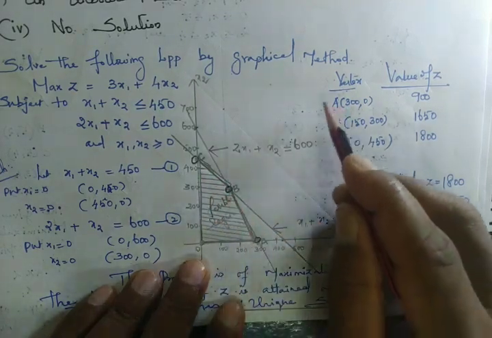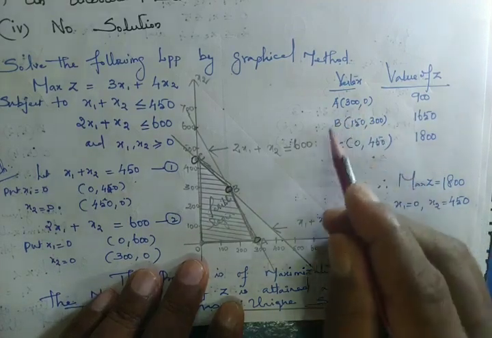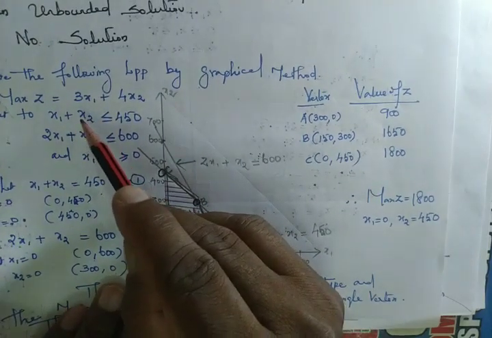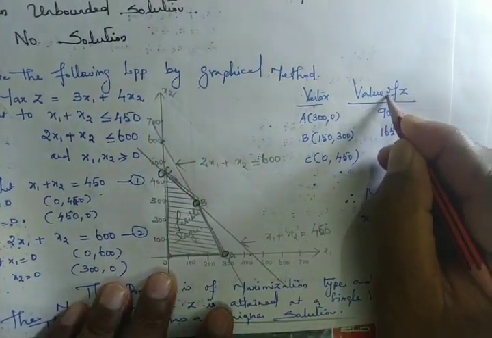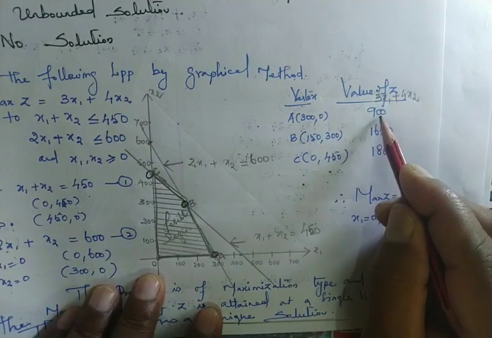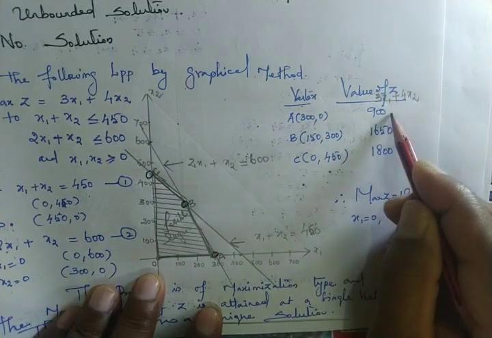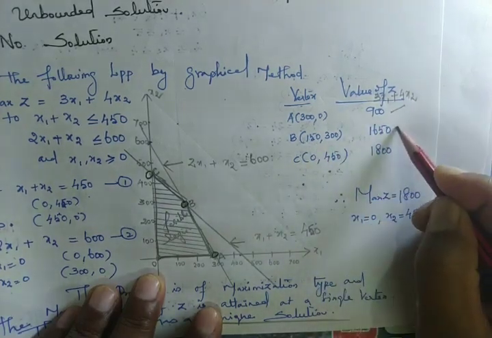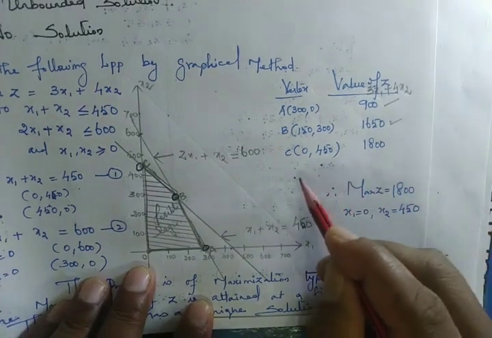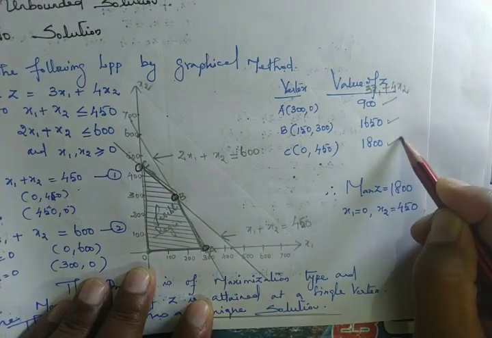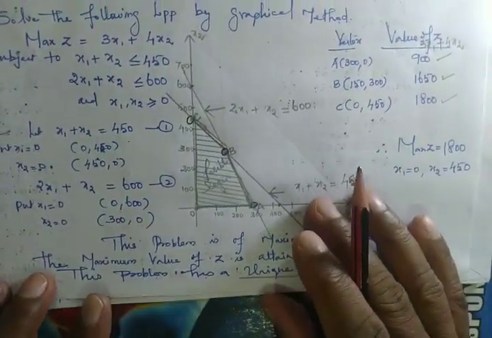After finding the intersection points in the boundary, you are going to substitute these points in Z. What is Z? The equation given is 3x1 plus 4x2. Substituting 300 into 3, 900. Here the x2 value is 0, so you are getting the value of Z as 900. Similarly, substituting x1 equal to 150, x2 equal to 300, you are getting 1650. Then the point C, x1 equal to 0, x2 equal to 450, the value of Z comes to 1800.